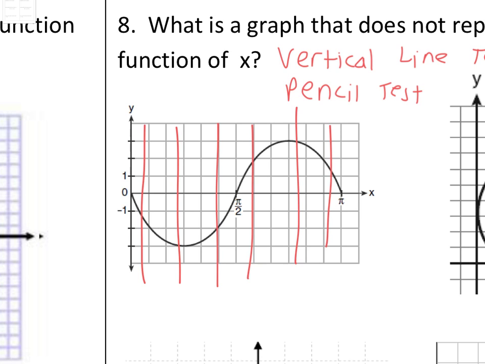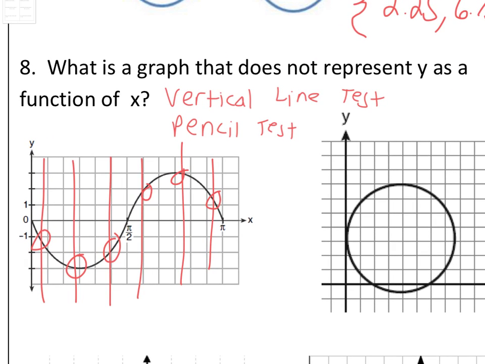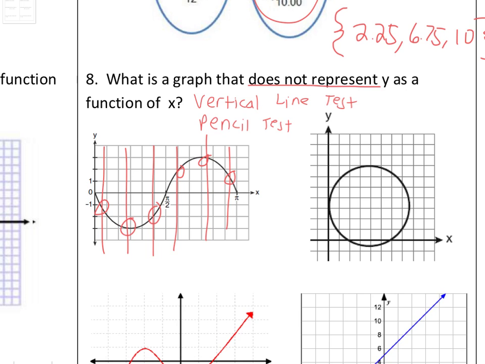Okay, so you see here in the first graph that this is a function because all my vertical lines only touch the graph in one point at a time. It will never touch twice. And remember, the question is asking, what is a graph that does not represent a function?